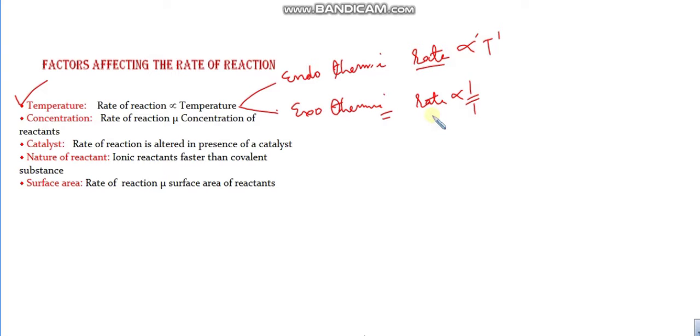But generally for reactions, as temperature increases, the rate of reaction increases, because for the reaction to take place, initial temperature is required. And once the reaction starts, some reactions are independent of temperature, means there is no effect of temperature. What is the effect of concentration?